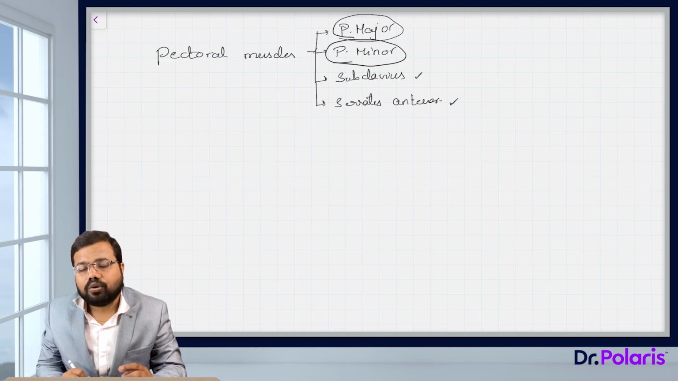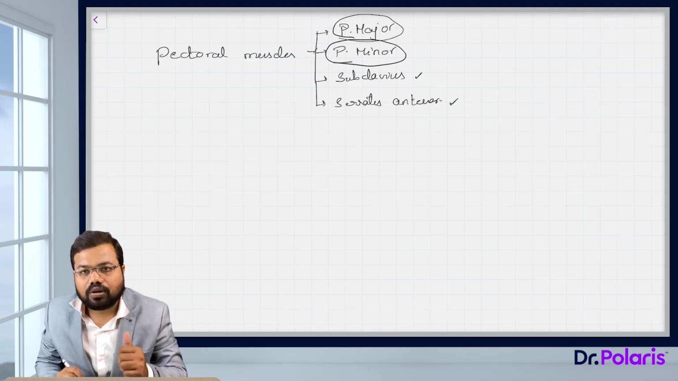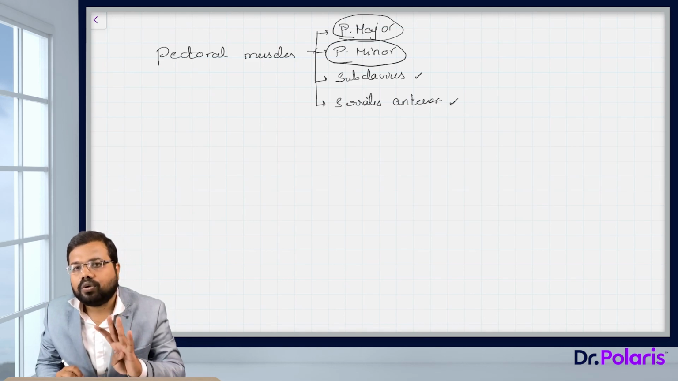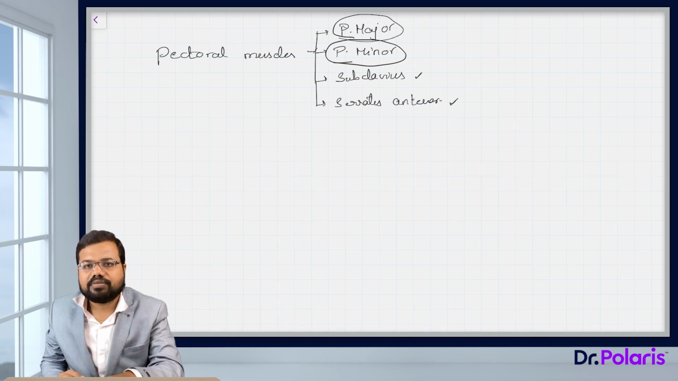Okay, so these are the 4 groups of muscles that are present in case of pectoral region. For any muscle, we will discuss 4 things: What is the origin? What is the insertion? What is the nerve supply? And also its action. These 4 things are mandatory for any muscle. So we also discuss the same things in this muscle part.